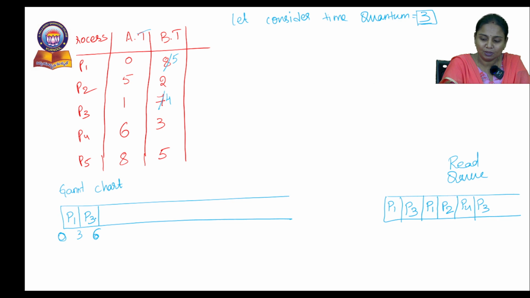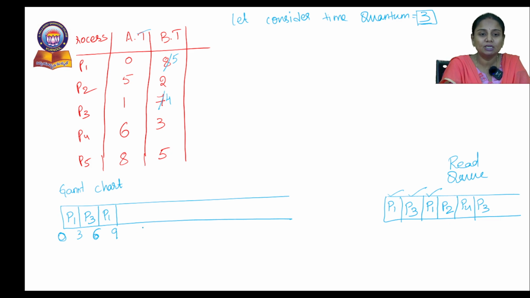So after P3, now P1 is completed, now P3 is also completed. Again P1 should get the chance. So now again P1 will get the chance. Again the quantum time is 3, so it is allowed to use 3 units of time.